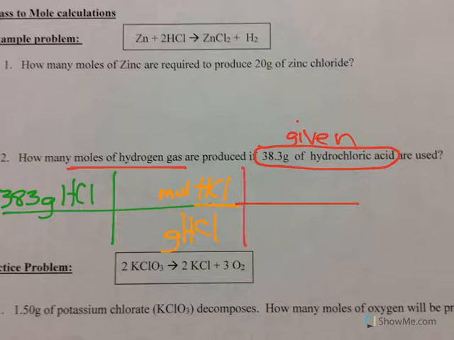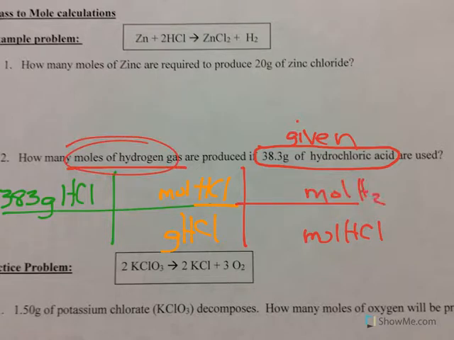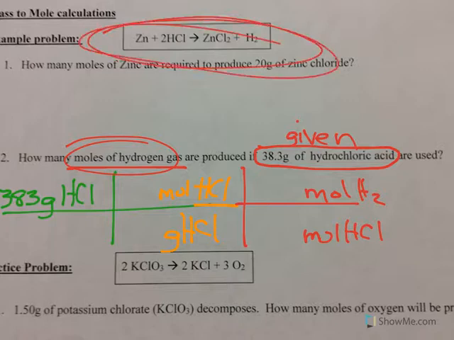That isn't what I want, so I'm going to keep going. All right, so top left matches bottom right, so I'm going to pull that moles of HCl down here. I want to get to moles of H2. Can I do moles over moles? Yes, as long as I have the balanced equation, which I do.